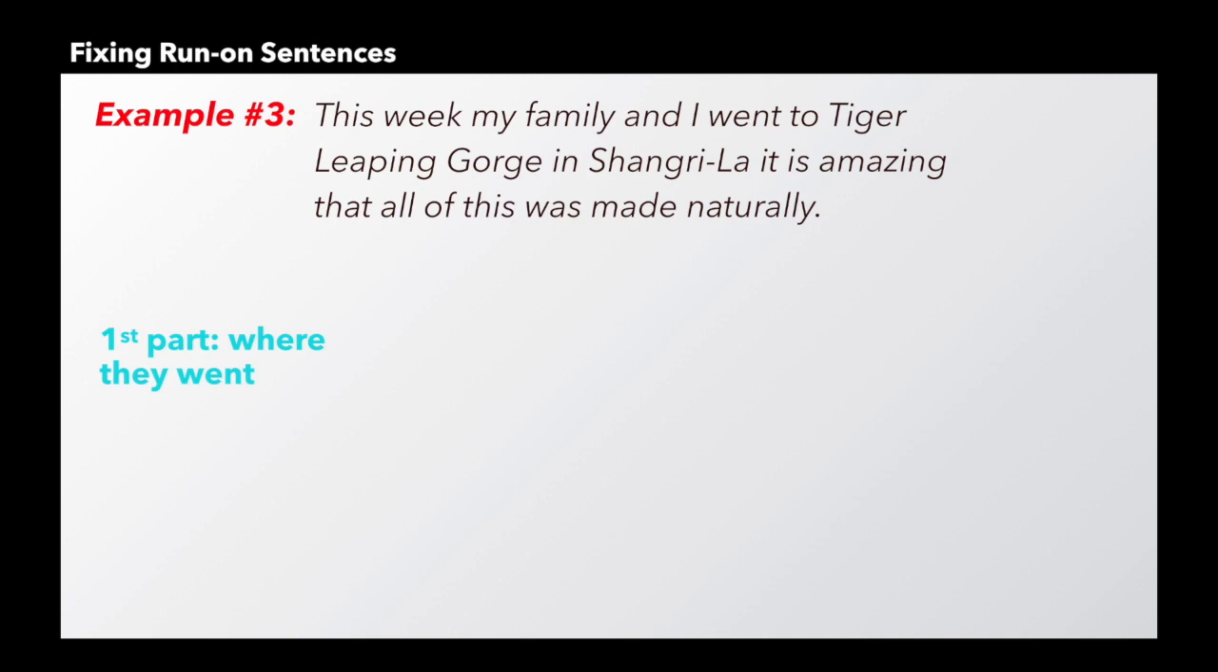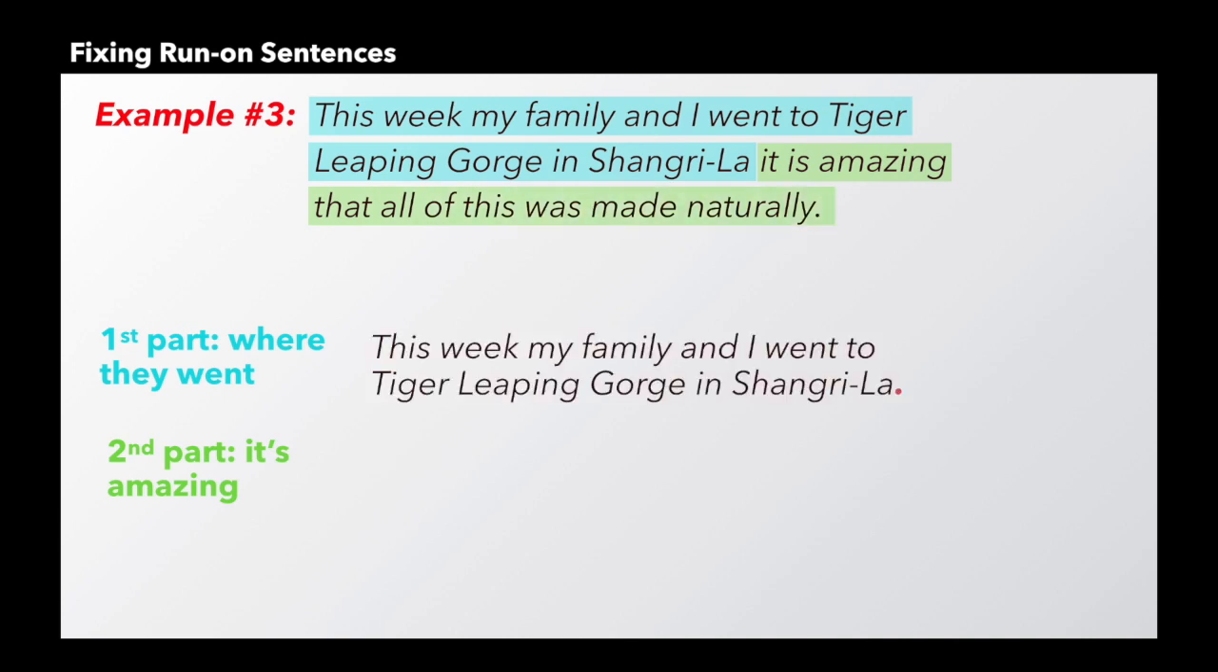The first part is where the family went to: Tiger Leaping Gorge in Shangri-La. And the second part is how amazing it is. This week, my family and I went to Tiger Leaping Gorge in Shangri-La. Period. That idea is finished. It is amazing that all of this was made naturally. It's a different idea. It should be a different sentence.